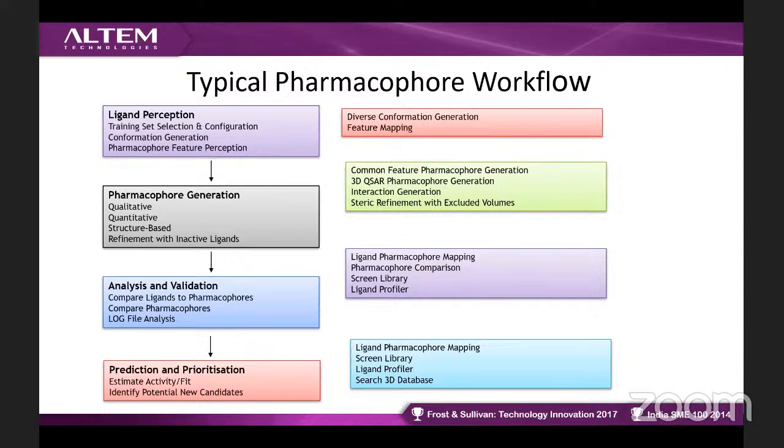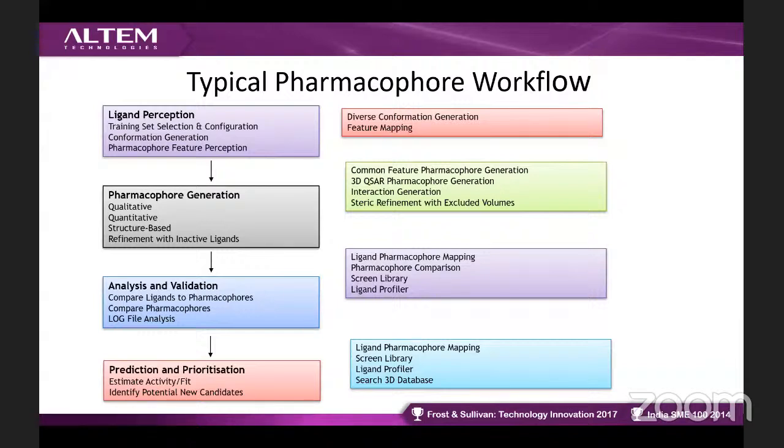And then when you get into a typical pharmacophore, we have different perceptions. In terms of ligand perception, it's training set selection, configuration and conformation. Conformation is very, very important when you come across a pharmacophore. And how do you do that? It can be done by means of diversification. These are the protocols present in Discovery Studio, and what are displayed on the left-hand side. For ligand perception, you can go for feature mapping or a diverse conformation of ligands.